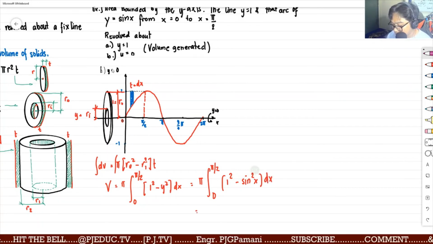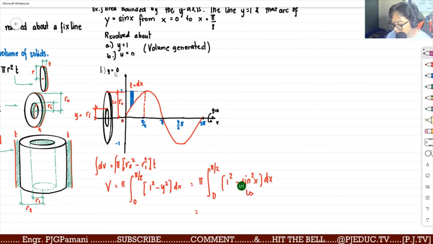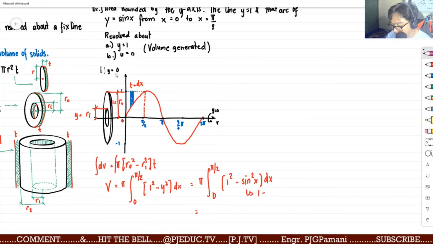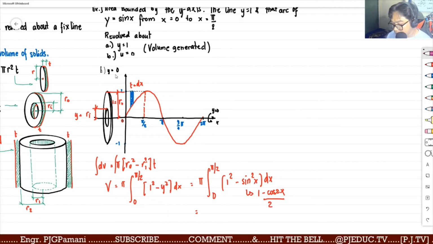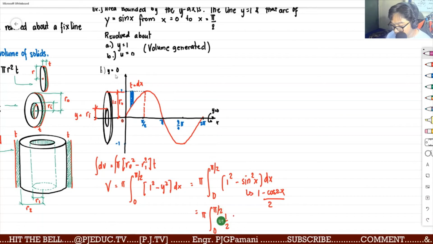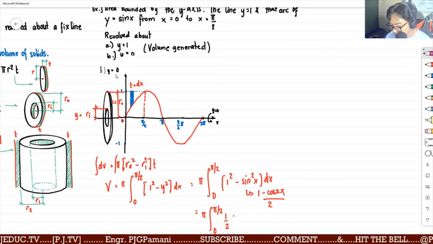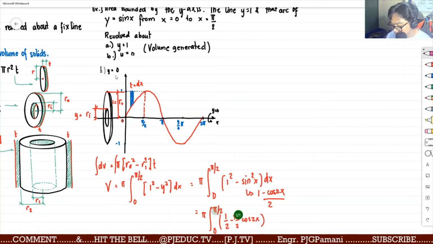Distribute integral sign. This is now even integer of a trigonometric function. So, simply transform lang natin. Type 2, that is 1/2 minus cosine 2x over 2. Then 1 squared is simply 1. 1 minus 1/2 is what? 1/2. Plus, 1 minus 1/2 minus 1/2 of cosine 2x dx.